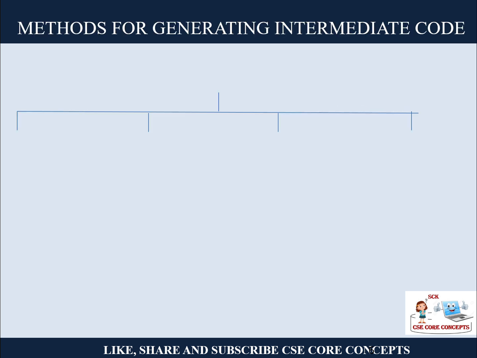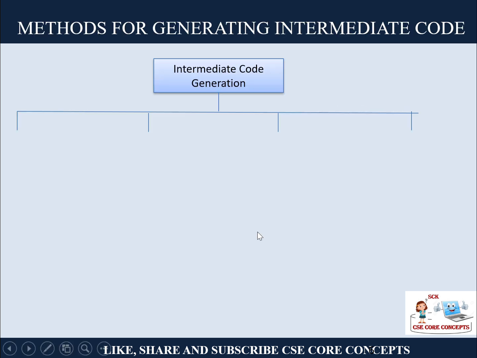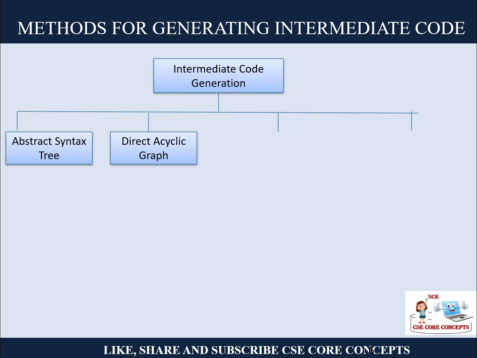So what are the different methods of generating the intermediate code? Let's see. The first method is the abstract syntax tree method. Second is using a directed acyclic graph, which is also called a DAG. The third approach is the postfix notation, which we have already learnt in data structures.